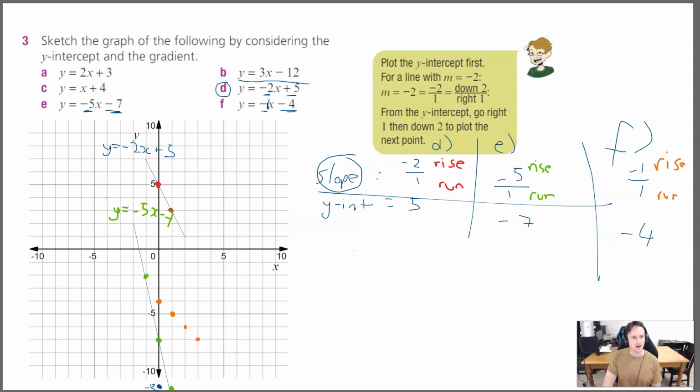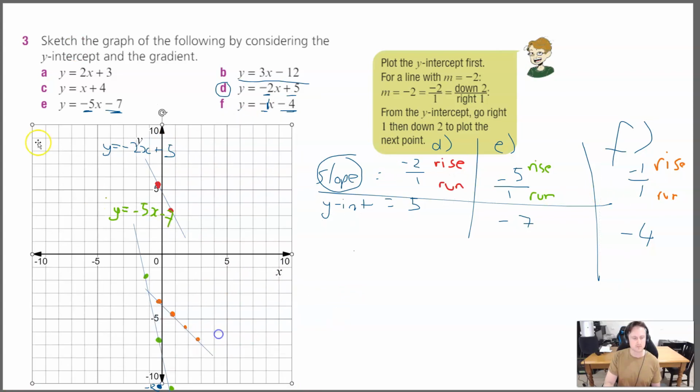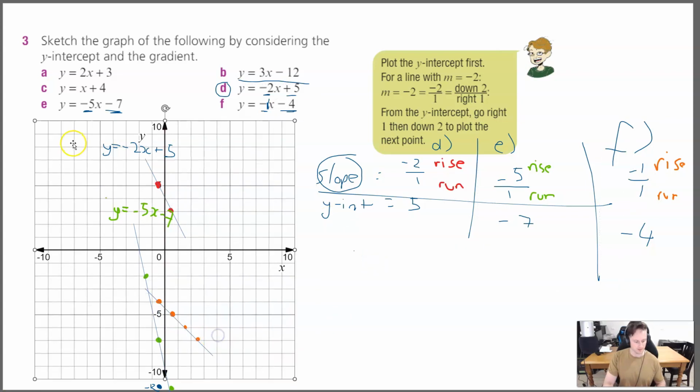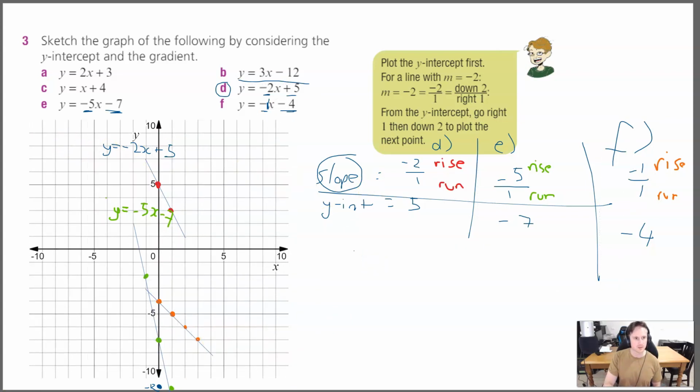And that's going to be the gradient. You don't need to do it that many times, but it just gives you a bit of an idea of what is going on. So then we get our line like that. And that is it. So that is our line of y equals negative x take 4. Just let me draw. Y equals negative x take 4. Awesome. So that is done.